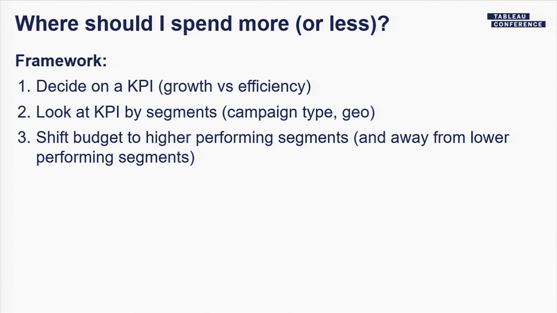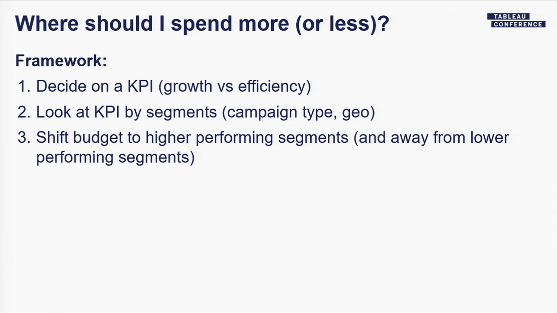Quick framework on how you can approach that question. So first, deciding on a KPI. This is really going to depend on the goals of your client and where they're at. It can also change depending on the time of the year. If you're working with somebody who's really focused on growth, you might be looking at a metric like cost per reach. In this example, we're going to be looking at return on ad spend because the client's really focused on getting more efficient with driving revenue.